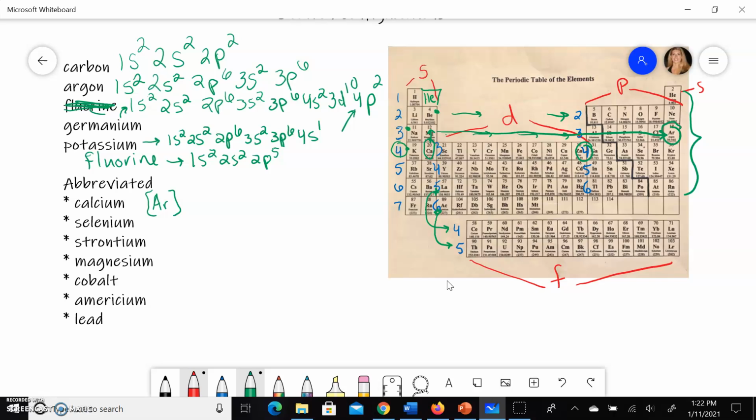And what that means is that you're including argon in everything before argon, and since argon is number 18, now you can start with element 19, which is potassium right here. So instead of starting at hydrogen at 1s2, now you can start at 4s, and if you count across to calcium, it should be 2.